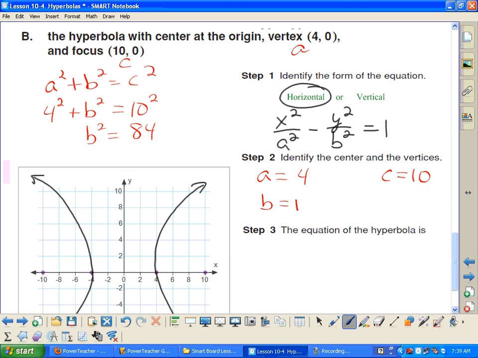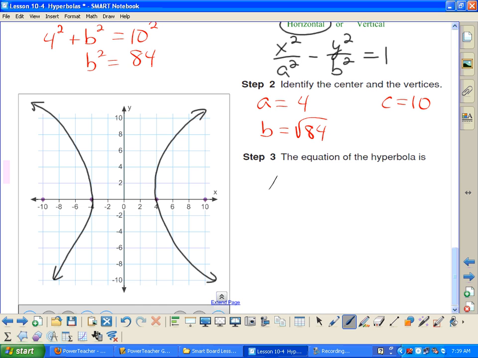So b equals the square root of 84, but I really only need to know the 84 because it's b squared that I'm going to use anyways. So here we're going to get x squared over 4 squared, which is 16, minus y squared over b squared, which is 84, equals 1. And notice one of the things that can be true about a hyperbola that's not true about an ellipse is that the value of a can be less than the value of b. So in this case, the value of a is much smaller than the value of b, considering it's 4 compared to approximately 9.